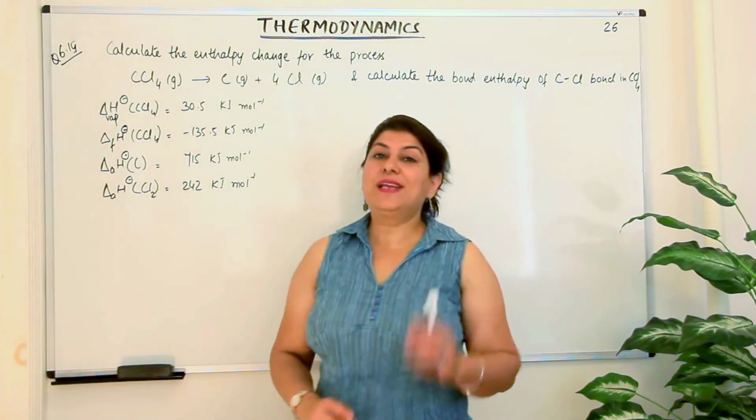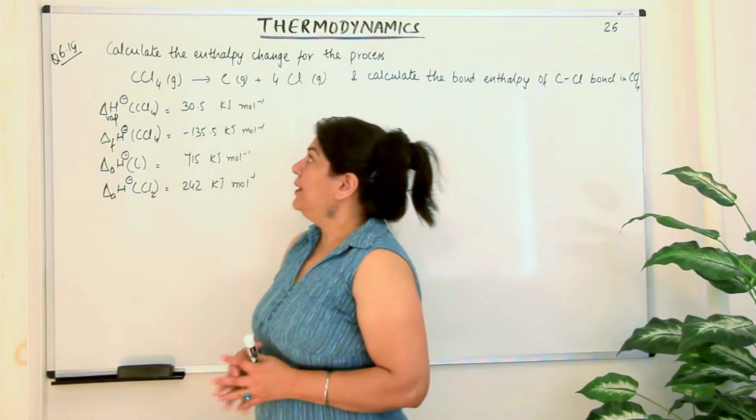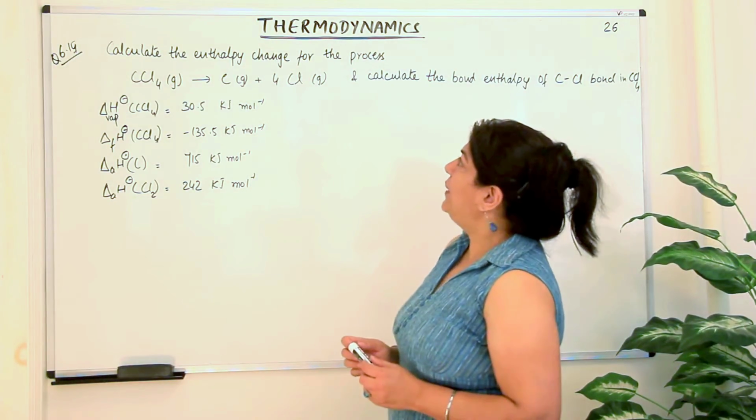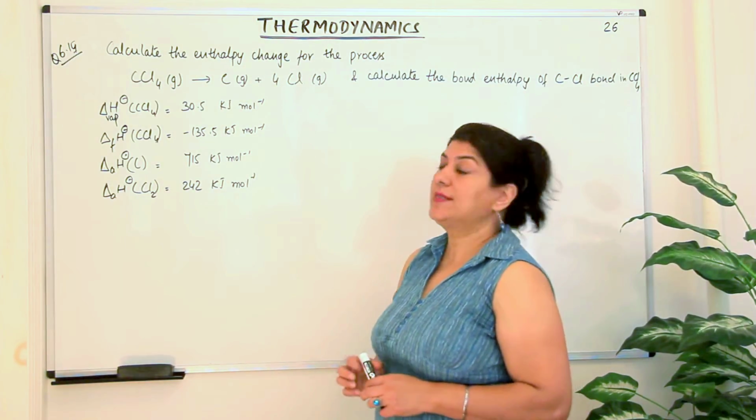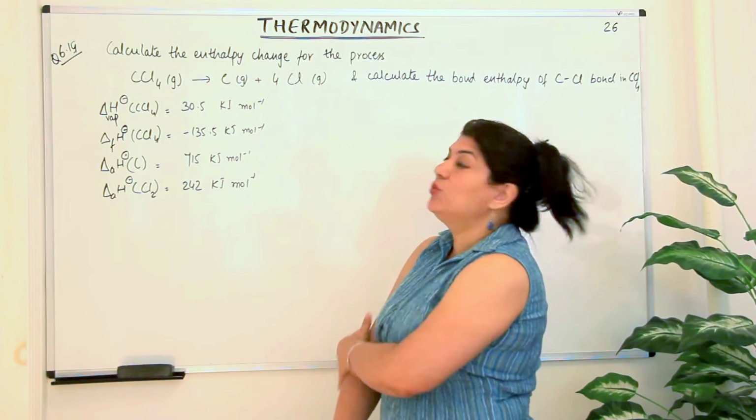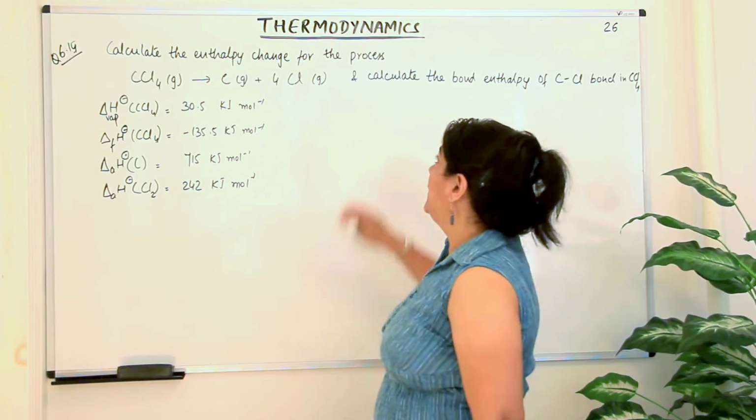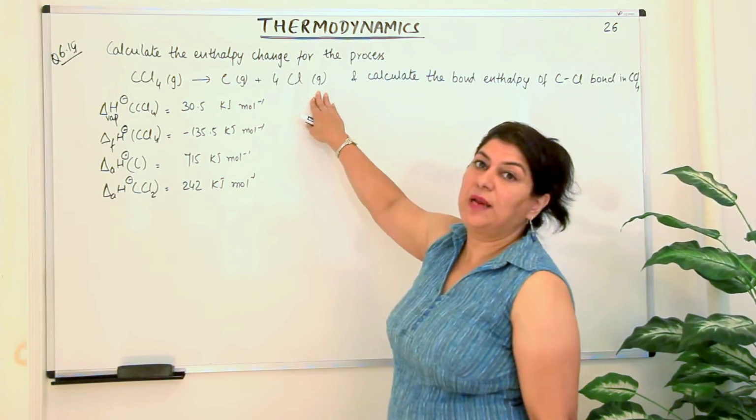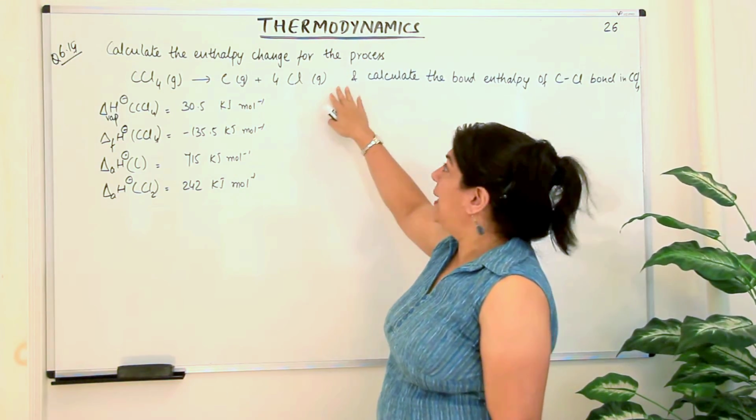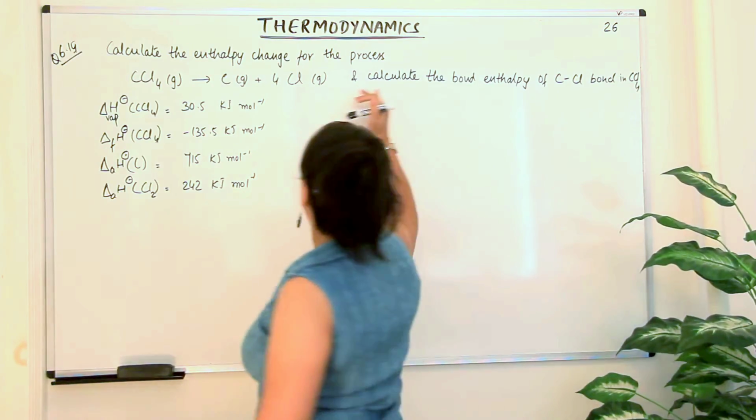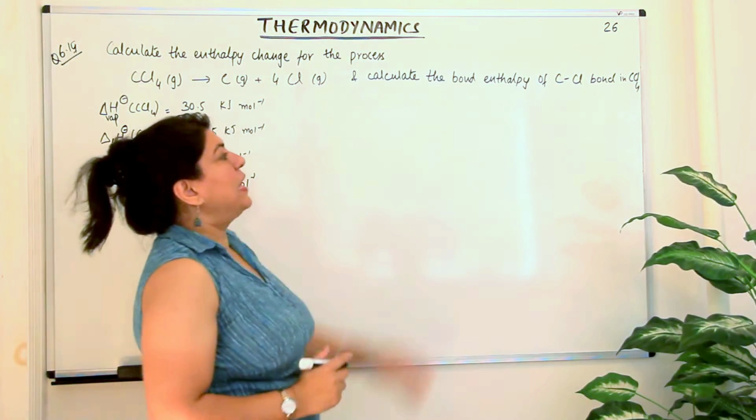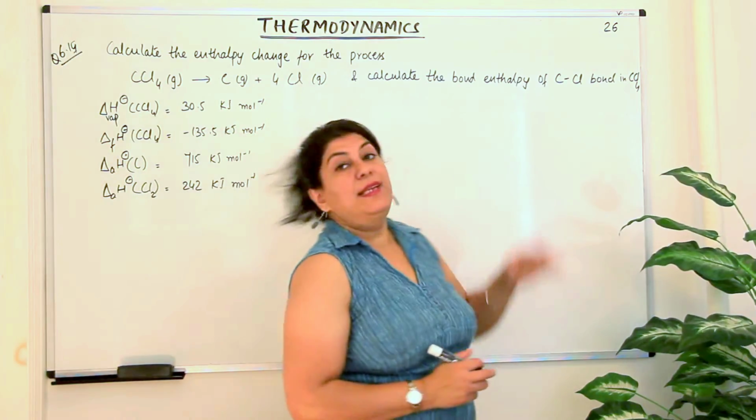So let us now come to question 15. The question reads that you have to calculate the enthalpy change for the process CCl4 gas gives you carbon gas and 4 chlorine atoms in the gaseous state. You have to find out the enthalpy for this particular reaction. And then later it says that you have to calculate the bond enthalpy of the C-Cl bond in CCl4.